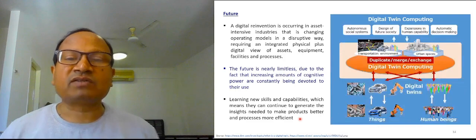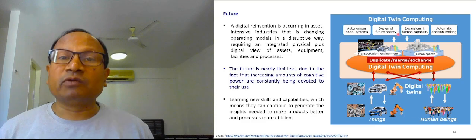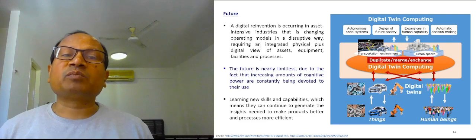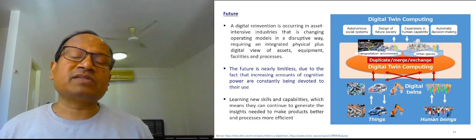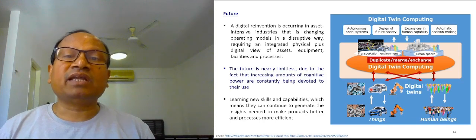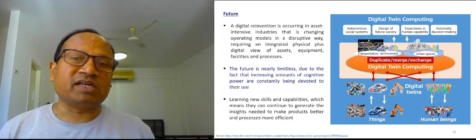So to produce better products, to get more productivity, to get more efficient processes, digital twins are of immense importance. As you can see, the future lies in autonomous social systems, design of future society, expansions in human capability, automatic decision making, transport, environment, urban spaces, and so on, where the internet of things, human beings, and digital society are the emerging areas where the future of digital twin can be seen as most advantageous.